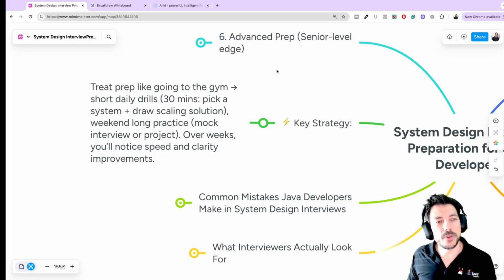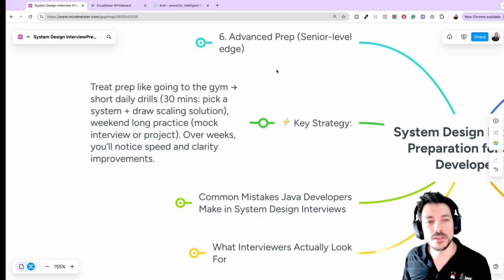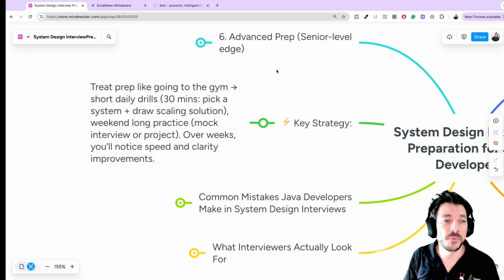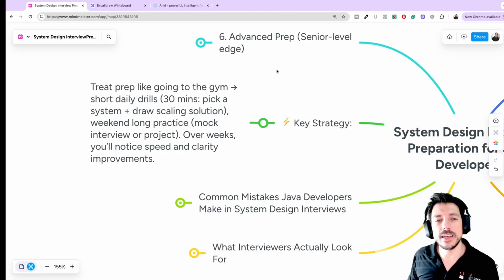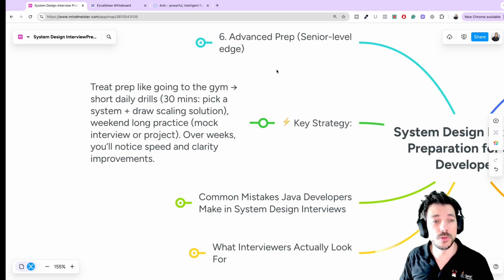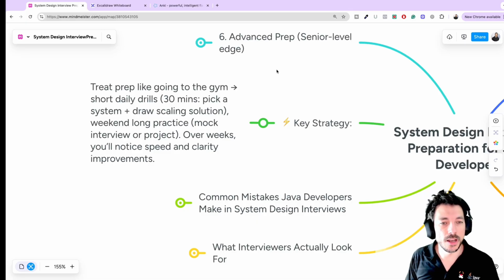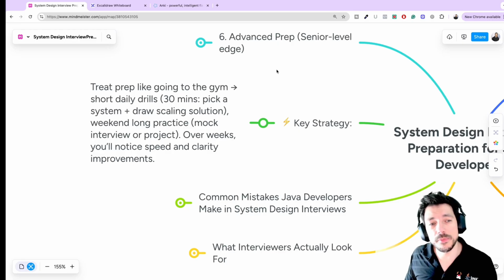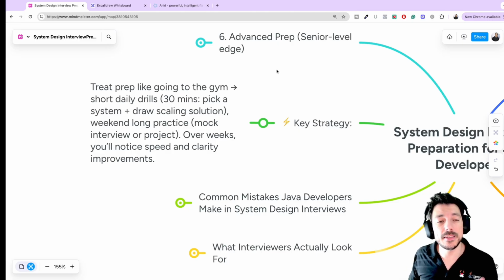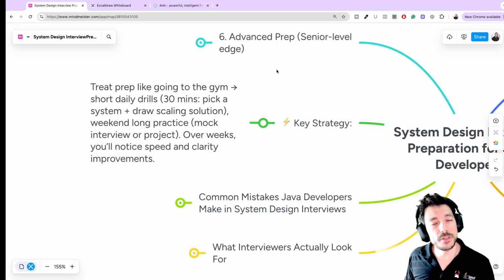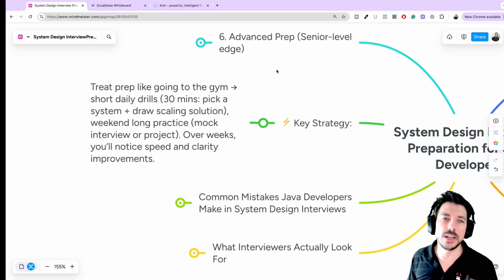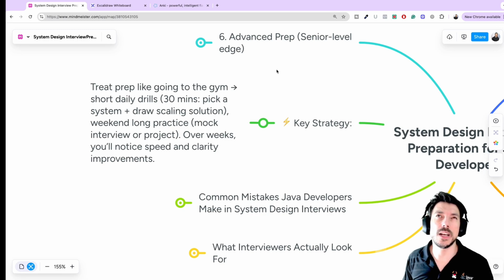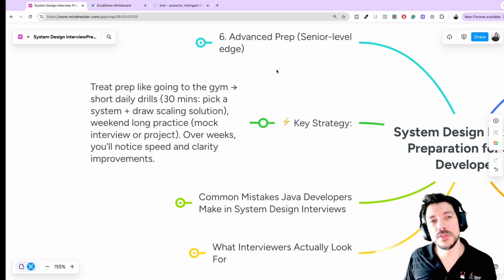It's very important that you do short daily drills, could be 30 minutes a day, and you can pick a system and draw a scaling solution, and during the weekend you can do a mock interview or create a project, and with some time you're going to see your improvement happening. And this is called deliberate practice. If you didn't watch the session I created about that, it's one of the weekly lives. I think it was one live before the previous one. And this is proven scientifically.